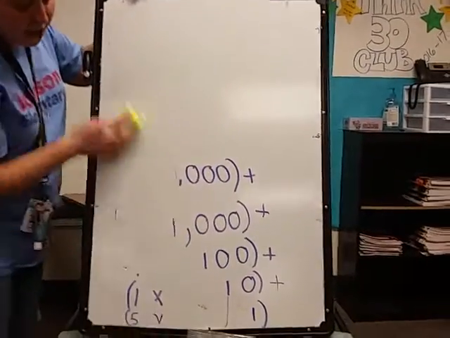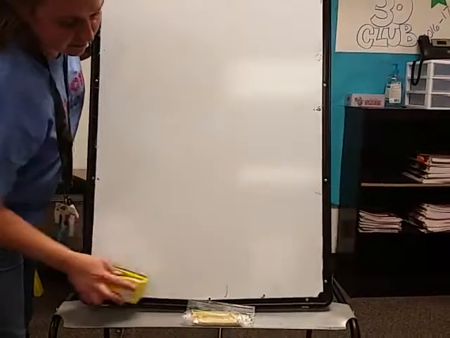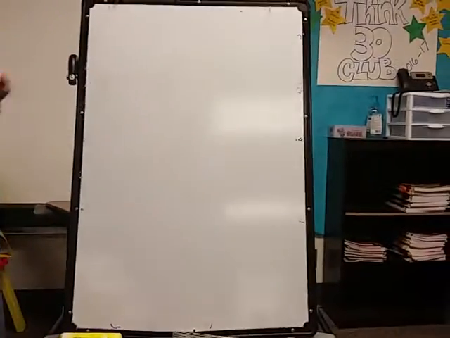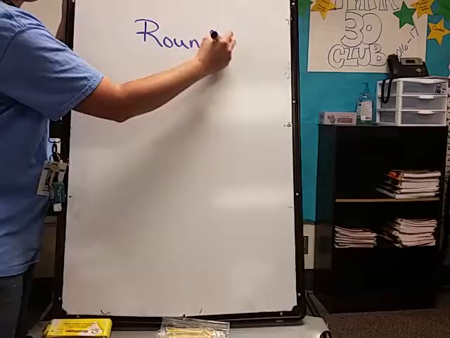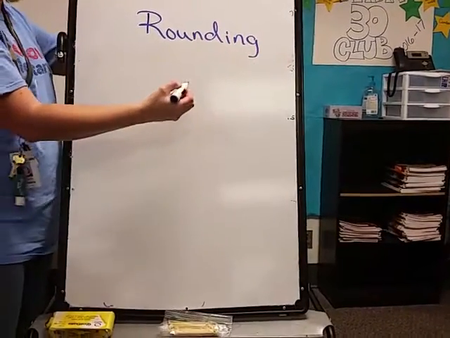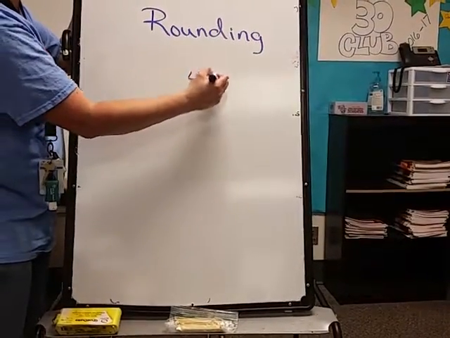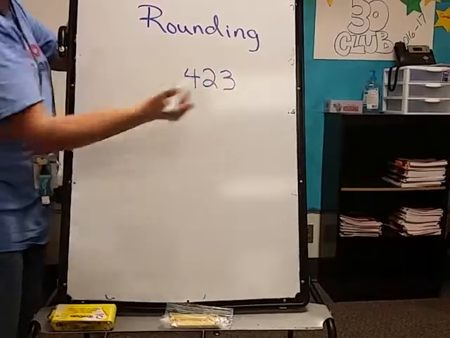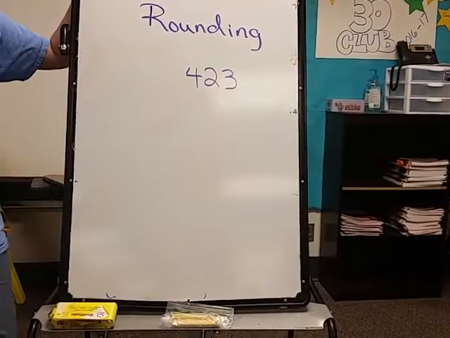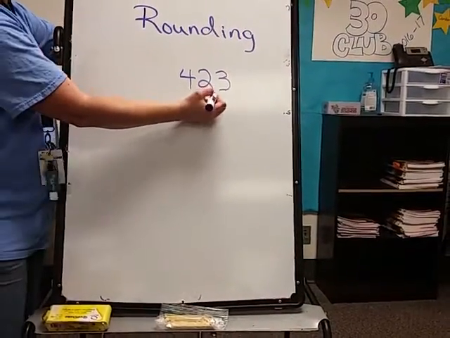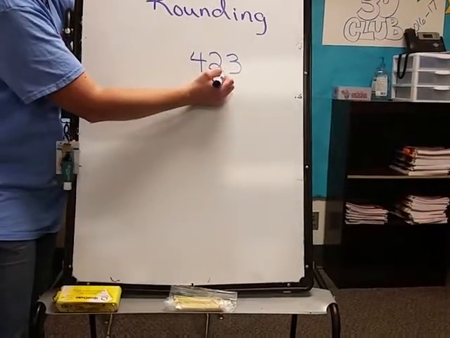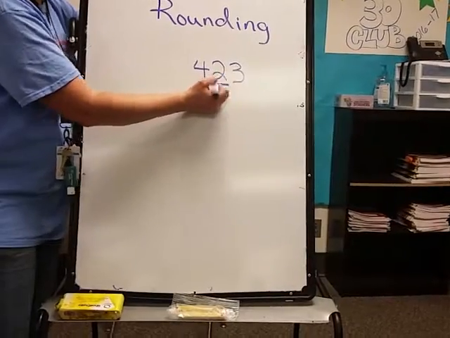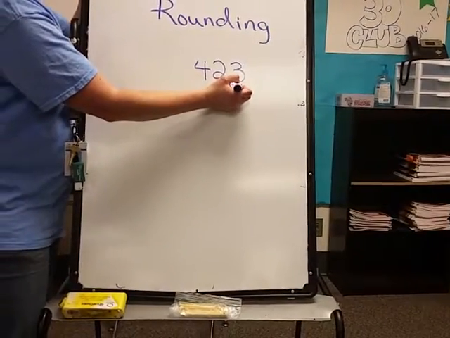All right, the next thing we're going to do is rounding. Okay. So let's look at rounding. Let's say we have the number 423, and I want to round to the nearest tens. What number is in the tens place? A 2. All right, so I'm going to underline that number, and then everything after that number.